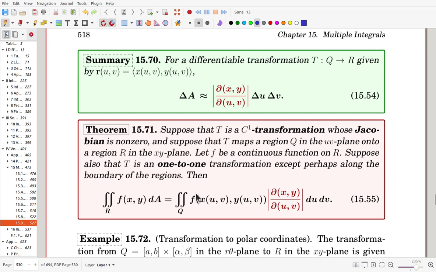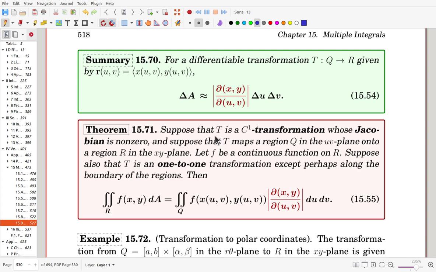Okay, so we summarize here. Now the transformation is differentiable. Then delta A in the xy domain is approximated by delta U delta V times the absolute value of the Jacobian. So we can get it into this theorem.